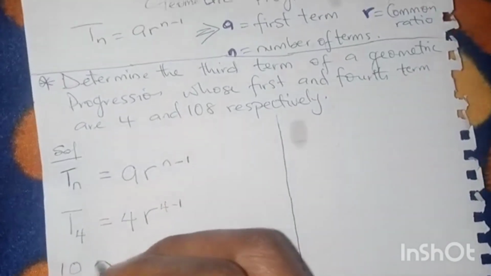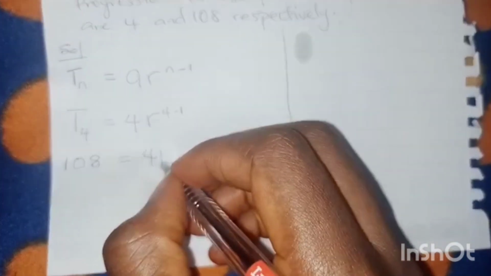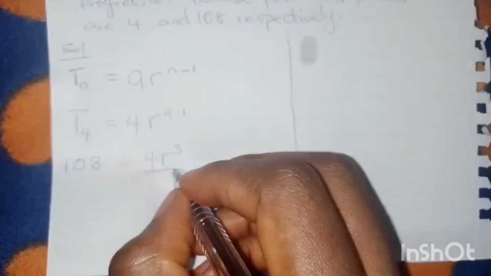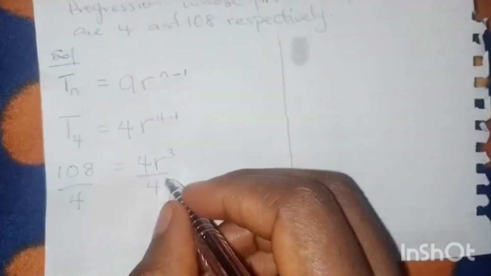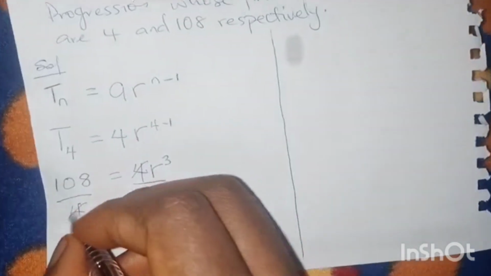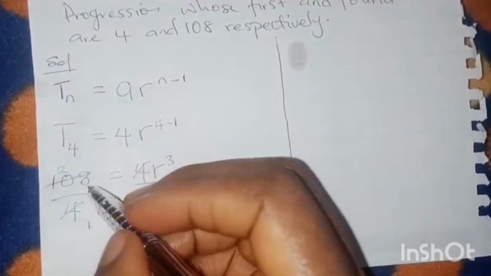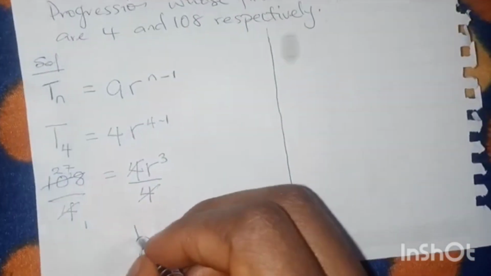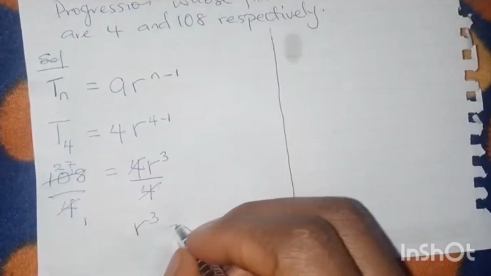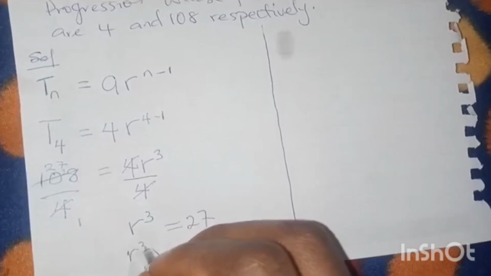So we have this question: determine the third term of a geometric progression, given the first term to be 4 and the fourth term to be 108 respectively. So this is how we go. Write the formula and we put in those values.